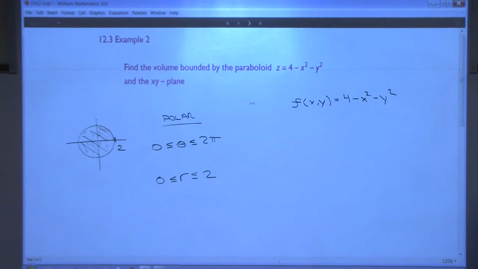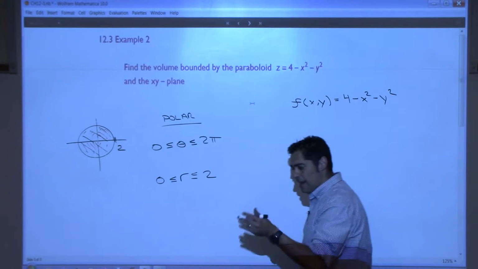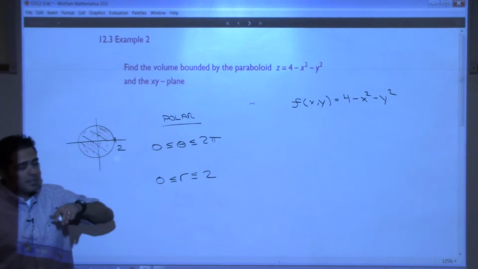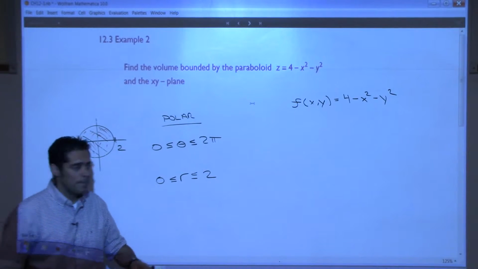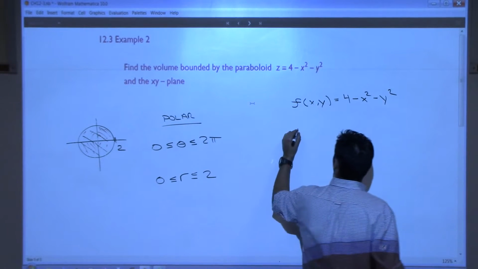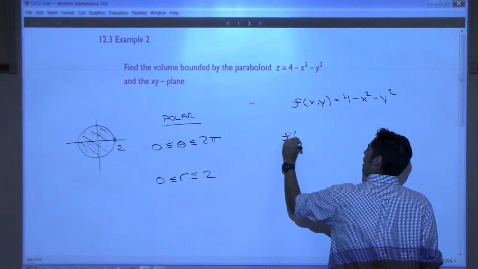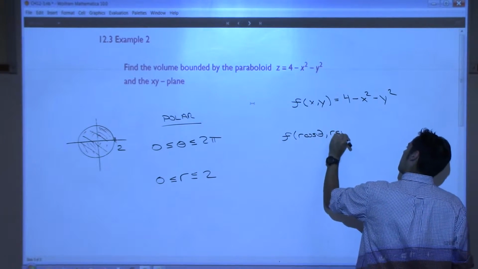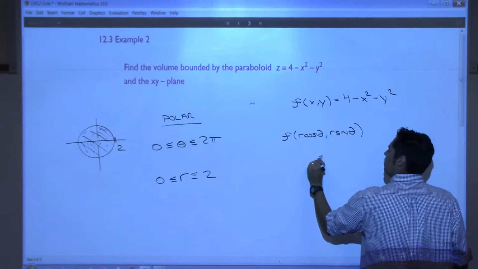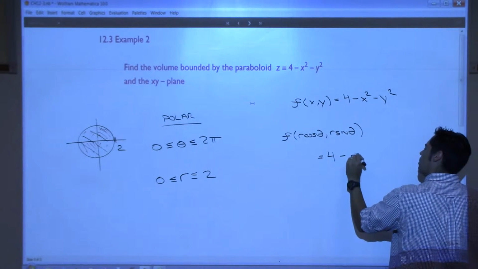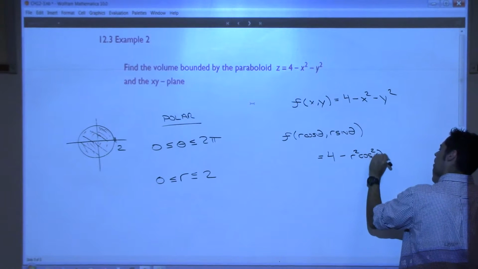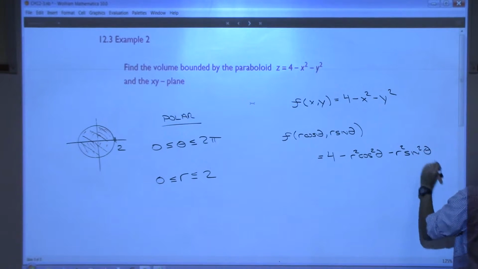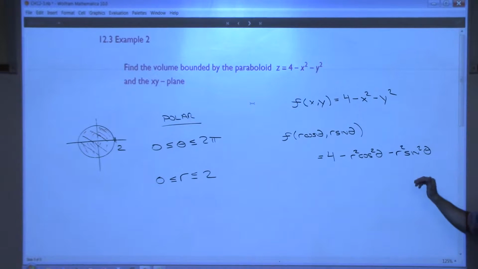Now if I go to polar, that means everywhere I see x, I replace it with r cosine theta. Everywhere I see y, r sine theta. So if I'm going to switch this over, f of r cosine theta, r sine theta, it would become 4 minus r squared cosine squared theta minus r squared sine squared theta, right? That's what that would become.